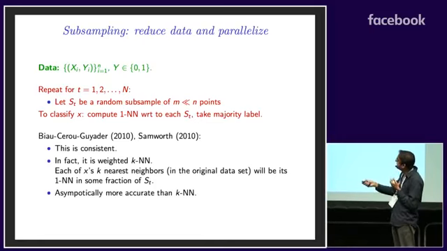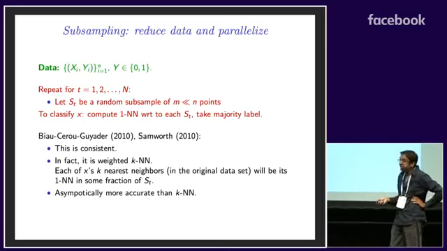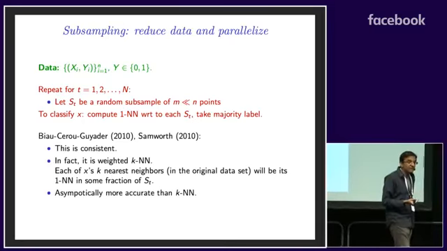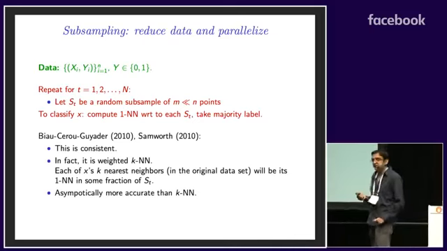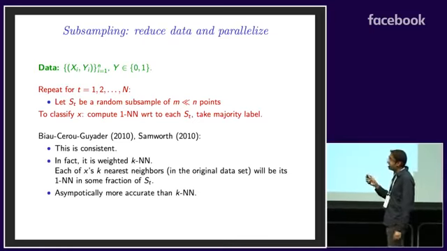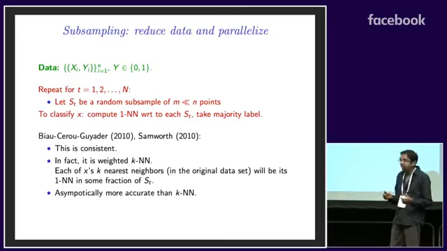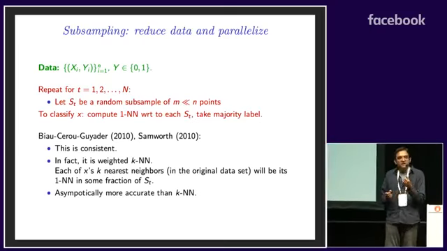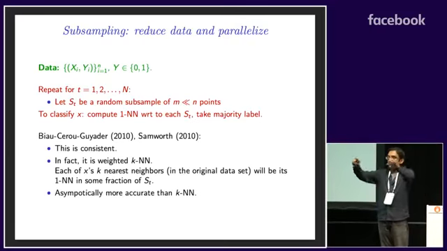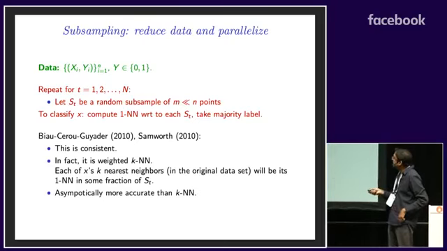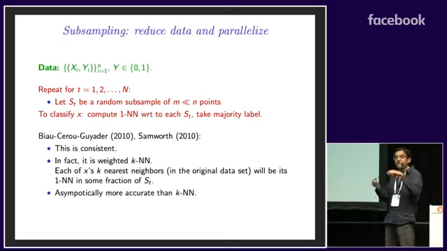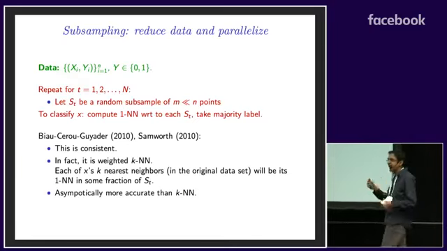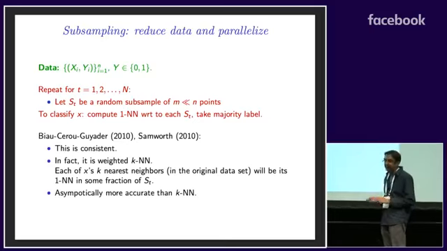It's been shown by these various authors that, first of all, this is consistent even though it's one nearest neighbor. So doing this kind of bagged one nearest neighbor is consistent. And in fact, you can think of it as a kind of weighted k nearest neighbor. Because if you look at the k nearest neighbors of a query point in the original data set, there is some probability that any one of those k nearest neighbors will be the one nearest neighbor of the point in one of these subsample data sets. And that enables us to think of it as a sort of weighted k nearest neighbor.